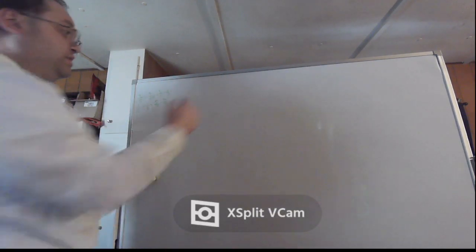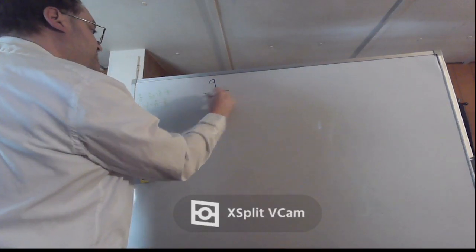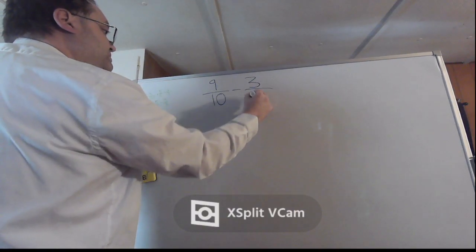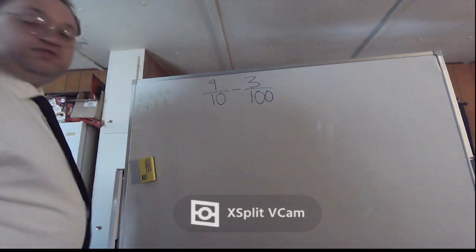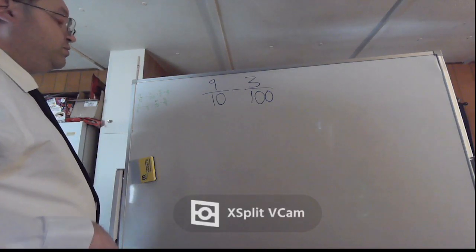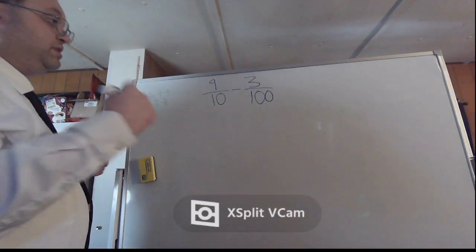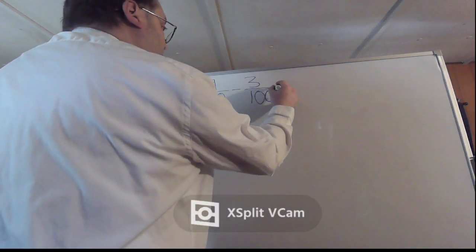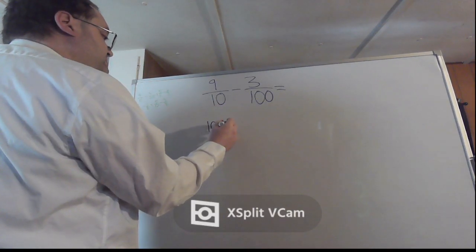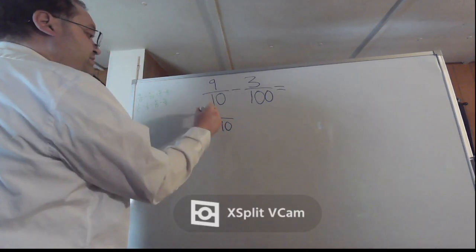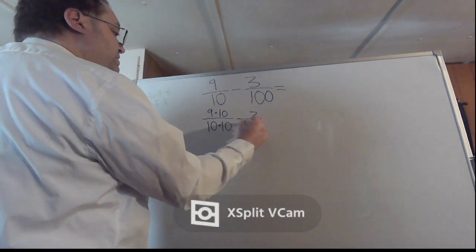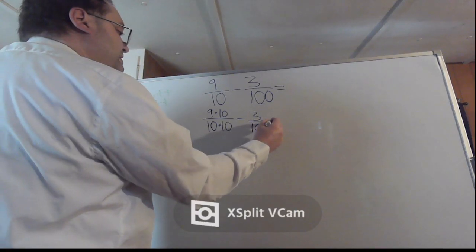Alright, here's another one. We have 9/10 minus 3/100. 9/10 minus 3/100. So, again, find our least common denominator. Well, 10 is a factor of 100, so 100 would be your least common denominator. You're going to have 10 times 10 for your denominator for the first term, which means you'll have 9 times 10 as your numerator, minus 3/100, since 100 is already the least common denominator.